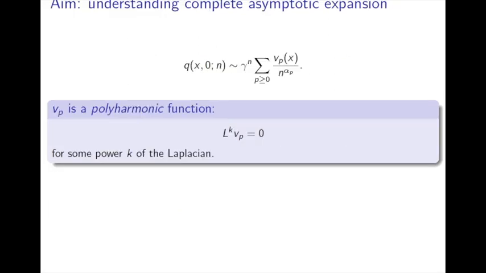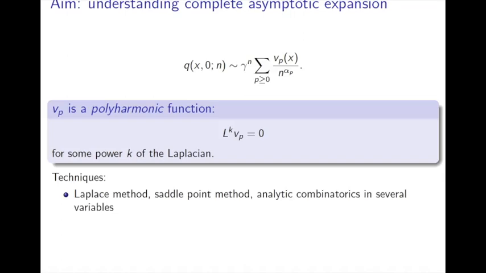Our aim is to study more precise estimates than the first-order equivalent and to consider a complete asymptotic expansion of the number of excursions. If one has such an expansion, then using the same idea as previously, one can prove that the functions V_p, which appear in the expansion, are polyharmonic, that is, they cancel some power of the Laplacian, so L to the power k of V_p is equal to 0 for some k.